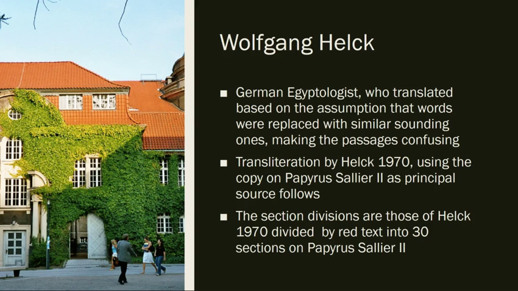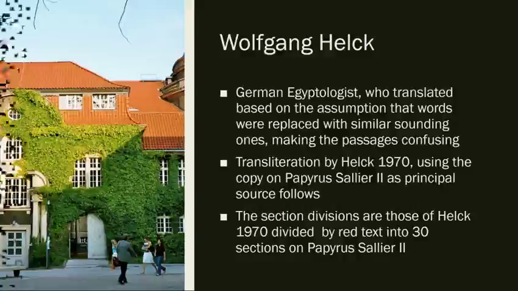Maybe not to you. So then those red dots and the sections we were talking about were the 30 sections that they eventually decided to divide the text into. And those were determined by Helck as well.